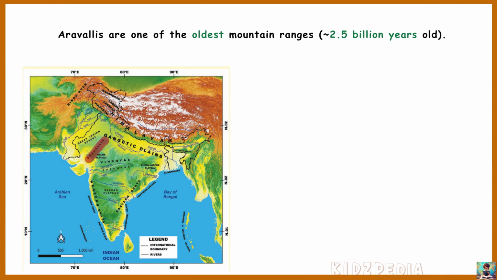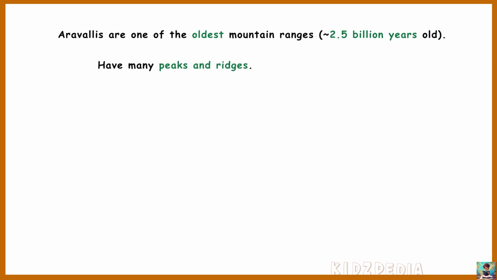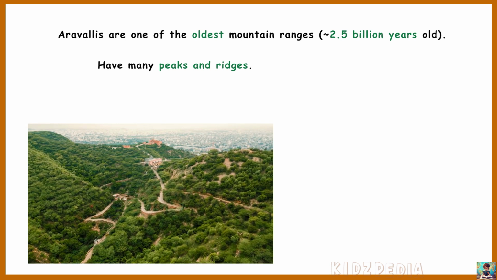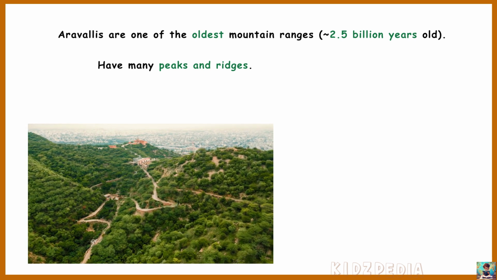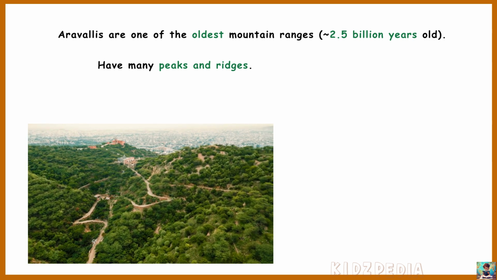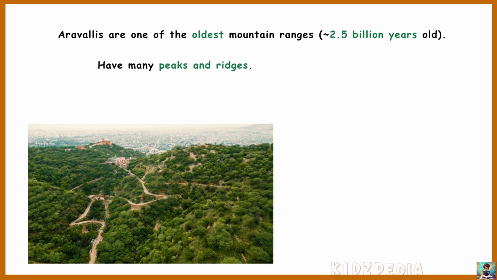So the Aravalli Hills are among the oldest mountains in the world. They are about 2.5 billion years old. That means they were formed a very long time ago. This mountain range has many peaks and ridges. Peaks are the highest points and ridges are the long, narrow, raised lines along the hills. So, the mountains are not flat. They have uneven tops and long raised parts.